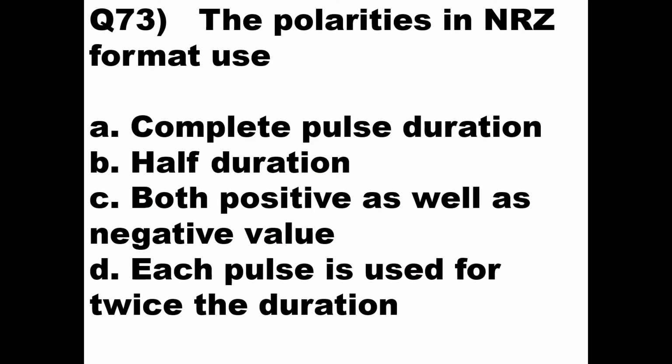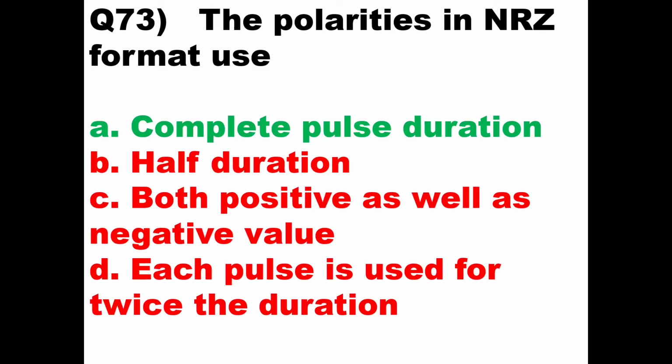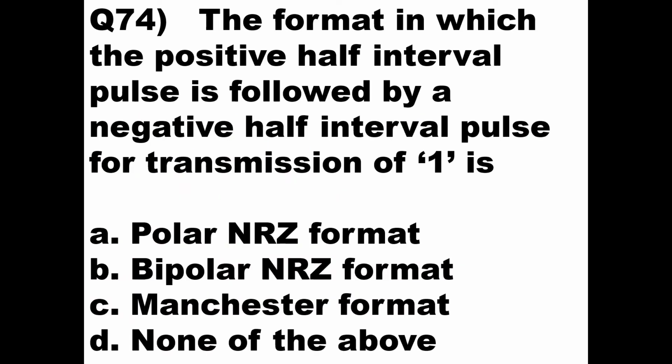The polarities in non-return to 0, NRZ format, use: option A is complete pulse duration, option B is half duration, option C is both positive as well as negative value, and option D is each pulse is used for twice duration. Okay, now polarities in non-return to 0, you are not returning to 0 in between. That means it has to use a complete pulse duration. So here the option will be option A, complete pulse duration. Okay. Then we'll go to the next question, question number 74.